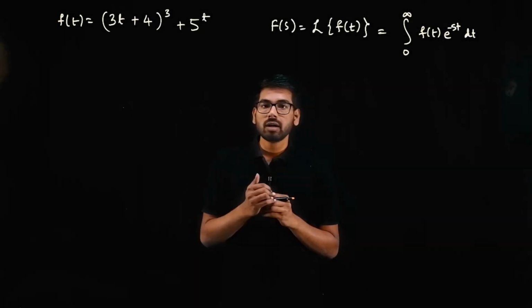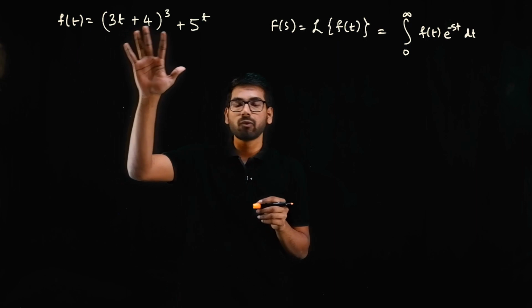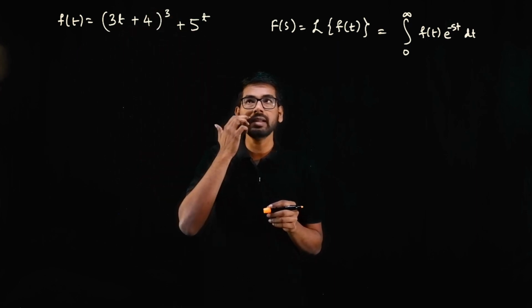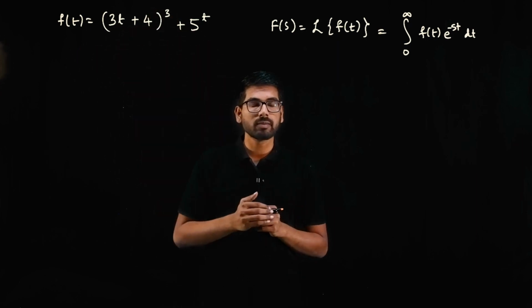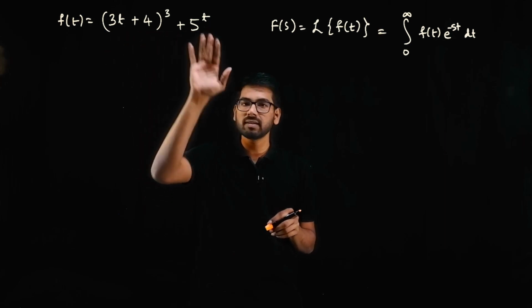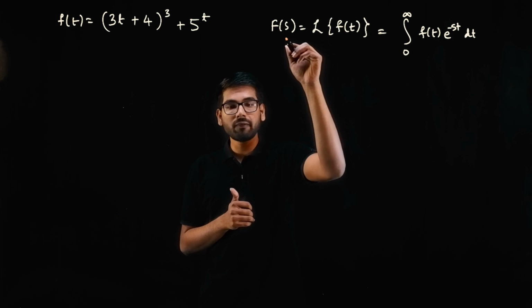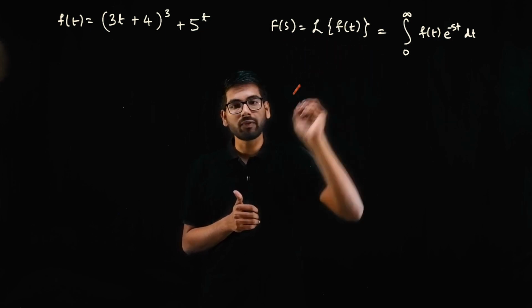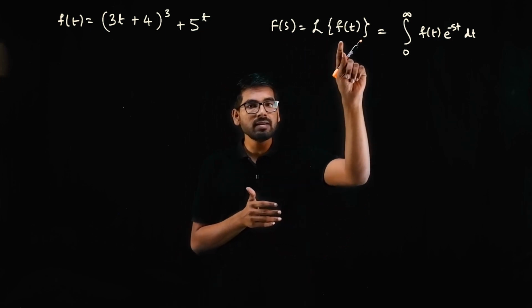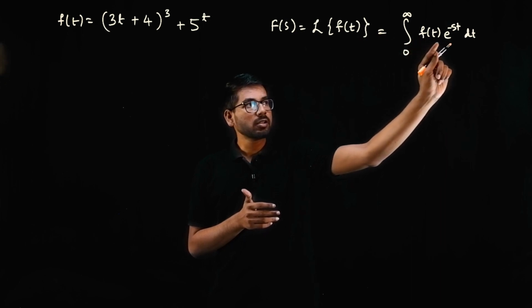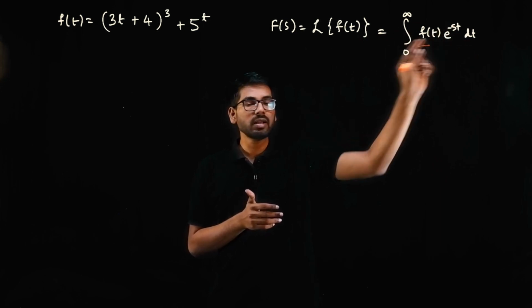So in this question, f of t is given as (3t + 4) whole cube plus 5 power t. This is a time domain function, and it is a polynomial plus an exponential function. We need to find the Laplace transform F of s, which is the Laplace transform of f of t. The Laplace transform of f of t is the integral of the product of f of t and e power minus st with respect to t from 0 to infinity.